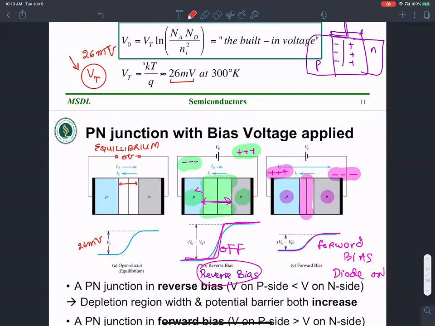Okay, if we do choose to apply some external voltage, that can be in this fashion where the negative polarity is connected to p-type, or it can be in this fashion where the positive polarity is connected to the p-type. Okay, this guy is called reverse bias, and this guy is called forward bias. This is what we discussed in the last class.